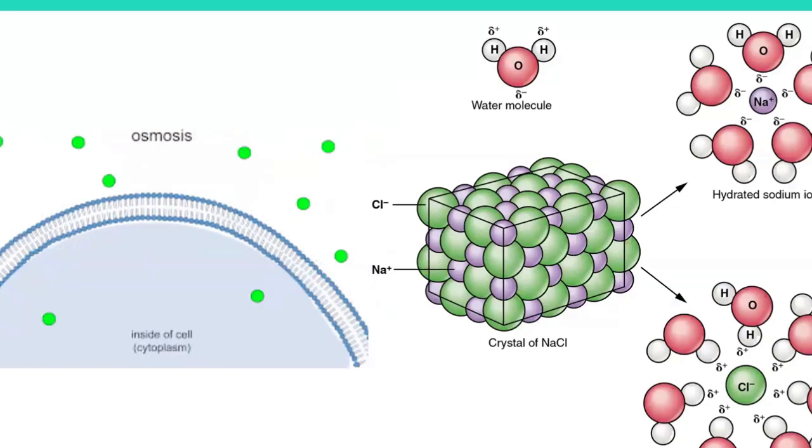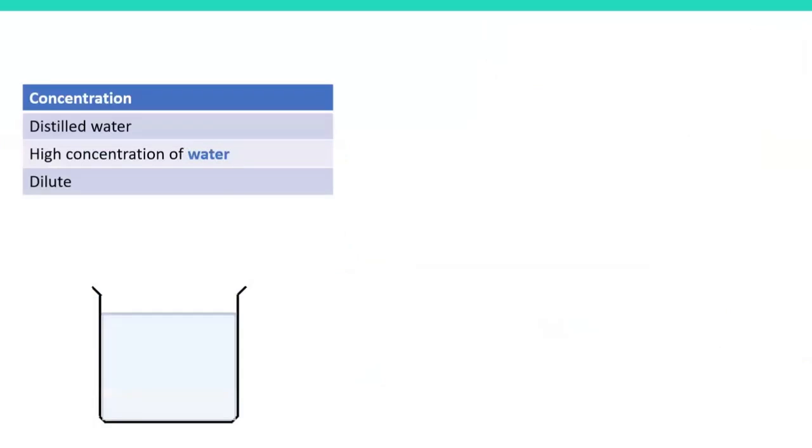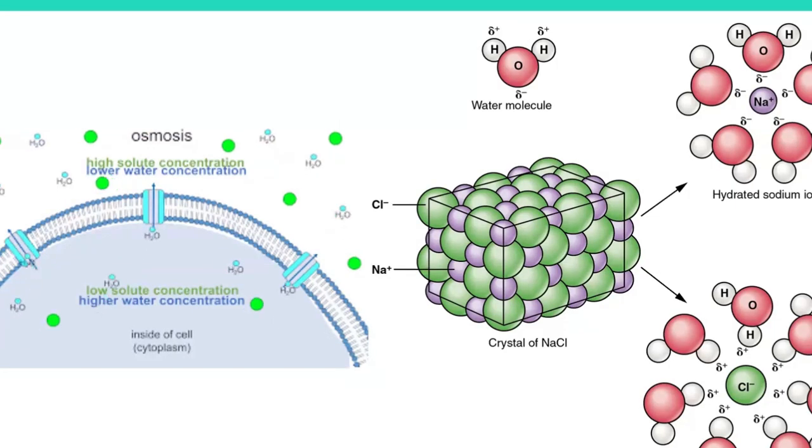So let me just explain why we have that, because there's a lot of salt outside the cell. You can see here, this green molecule is salt or solute. So as a result, our water concentration is low outside the cell. And that's because all of our water molecules, these red and white molecules on this diagram, are associating with a salt molecule. So they're not free water molecules.